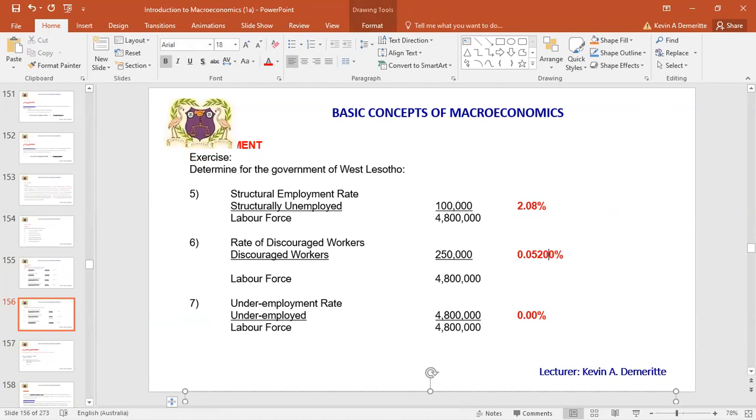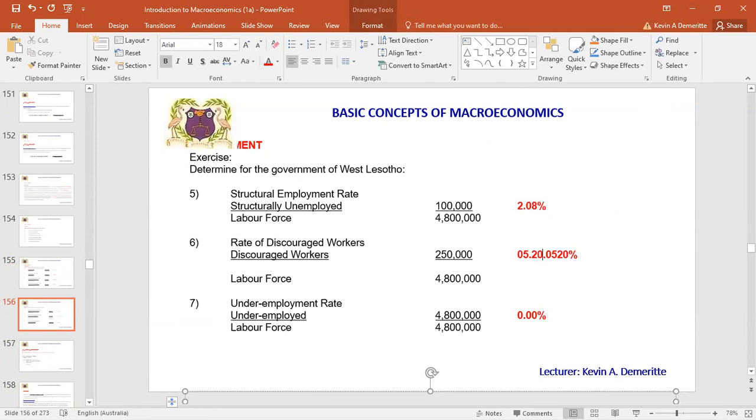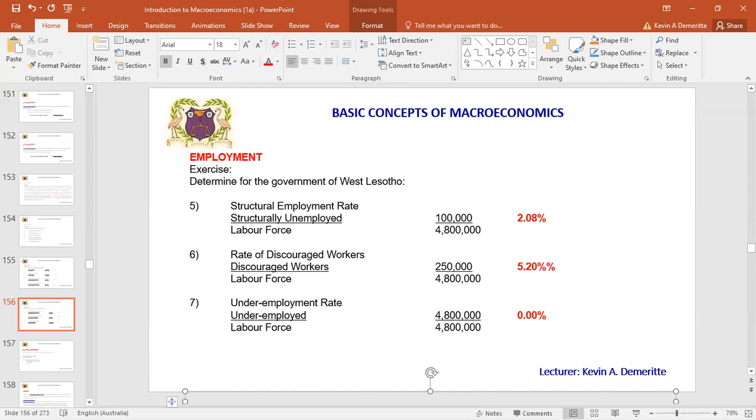0.0520 and multiply that by 100 and we get what? 5.20%. Fine. Okay. All right. And I'm assuming we don't have any dissenting voices.